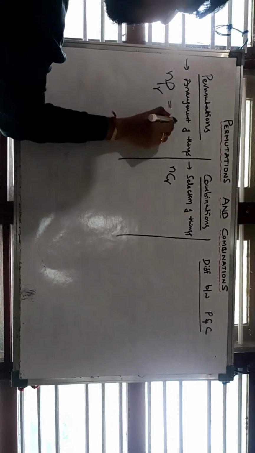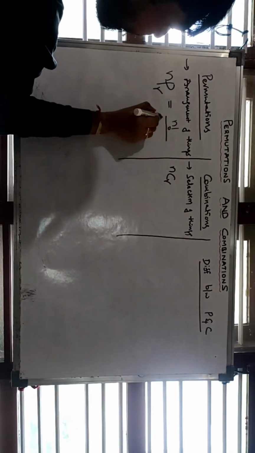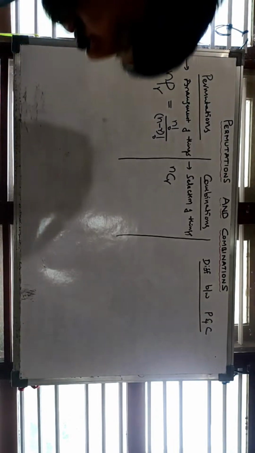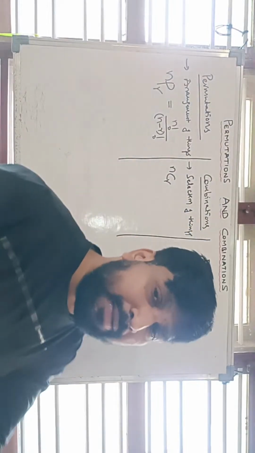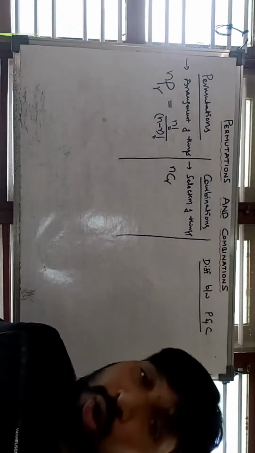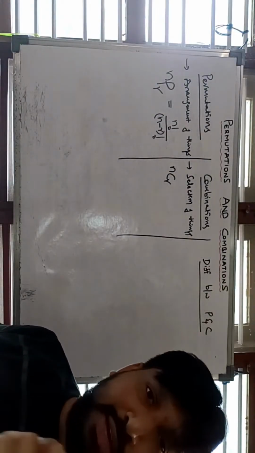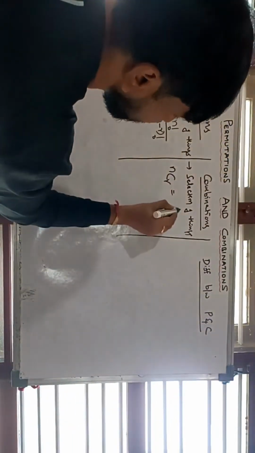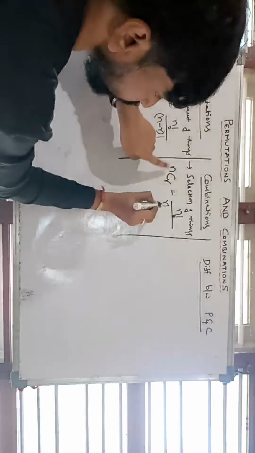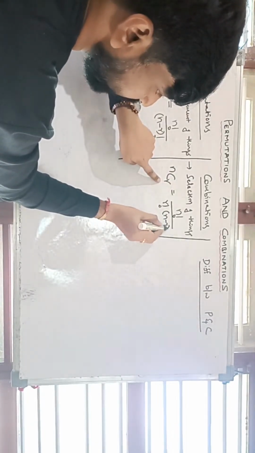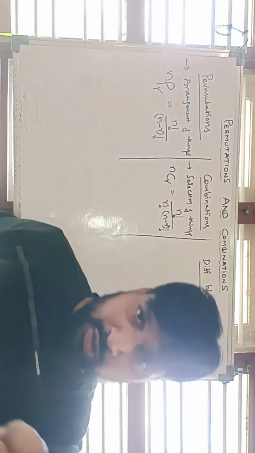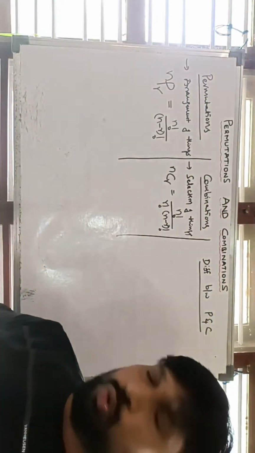NPR means the formula is n factorial by n minus r factorial. The formula for NPR is what? N factorial by n minus r factorial. The formula for combination is NCR. NCR is nothing but n factorial by r factorial into n minus r factorial. NCR is nothing but what? N factorial by r factorial into n minus r factorial.